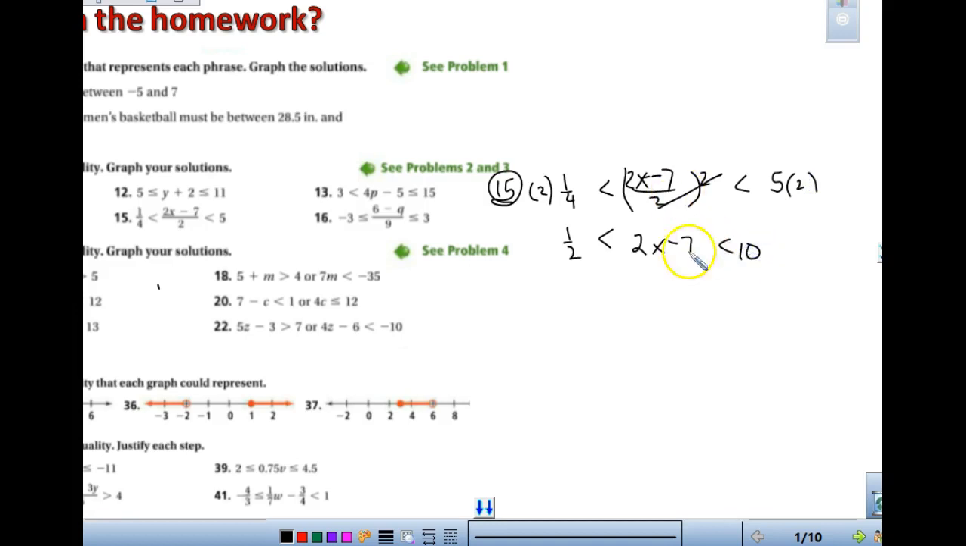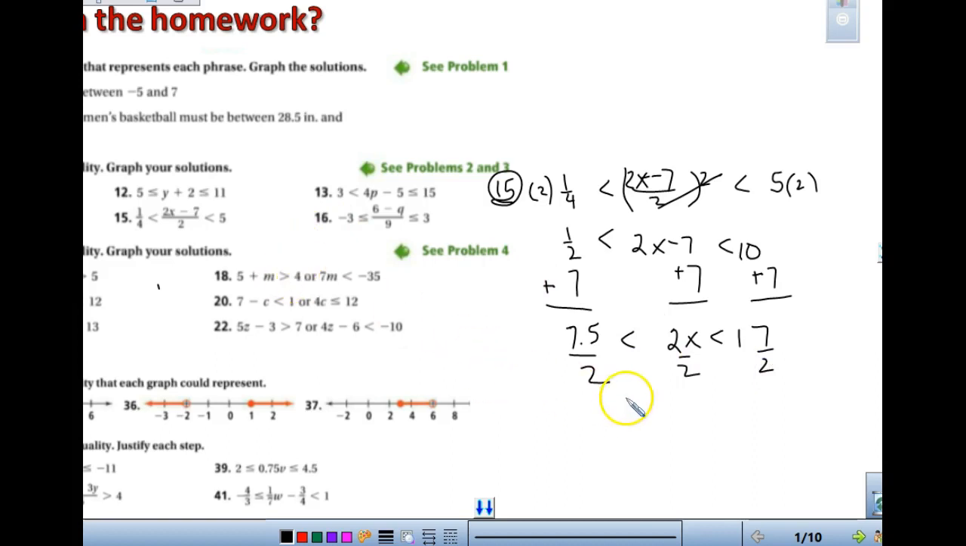I'm taking that times 2, and I now have less than 10. I am now solving by adding 7 to all 3 parts, the middle, beginning, and end of that inequality. So I get 7.5. I don't care if you want to keep it as 7.5 or write it as an improper fraction. Less than, I'm left with 2x less than 17. And then you're dividing every single one by 2 to finish your problem. And that's how they had those answers that were in the back.